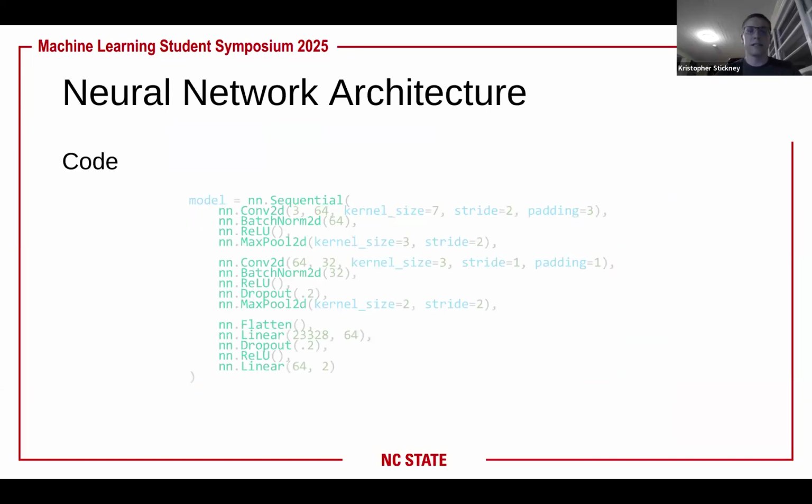And this is our code. As you can see, the images start as RGB values. And we did look at doing grayscale as well.